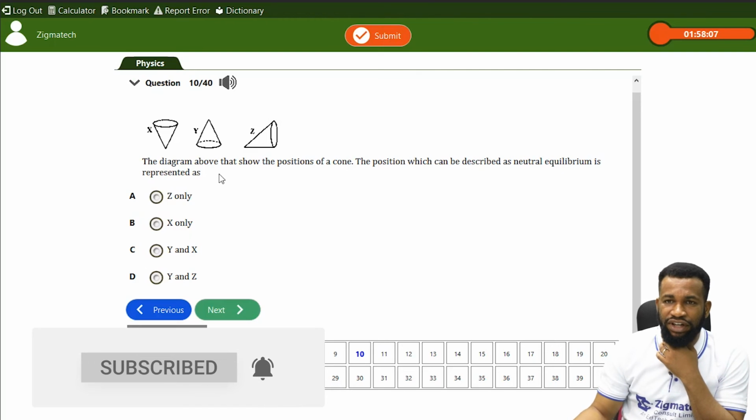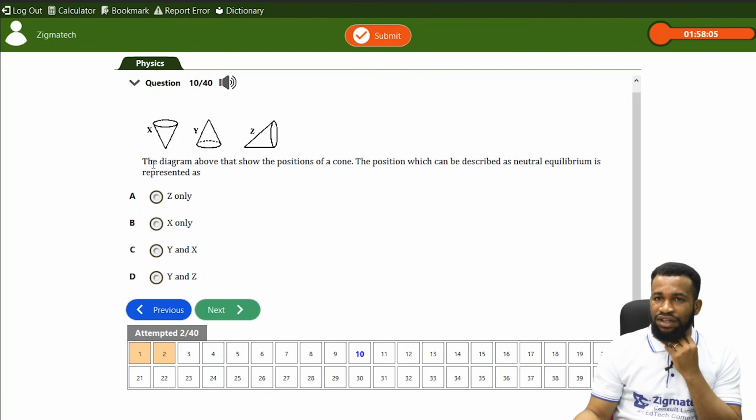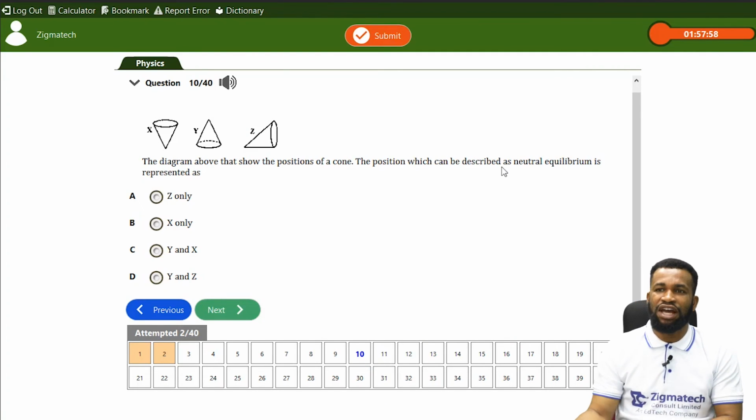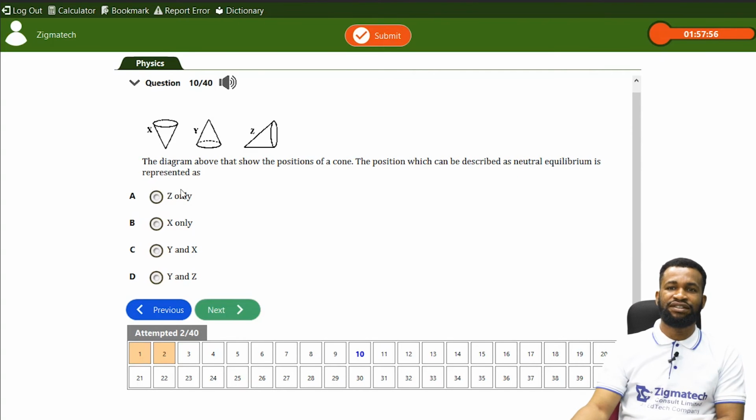Another question relating to this topic: the diagram above shows the position of a cone. The position which can be described as neutral equilibrium, is it X, Y, or Z? I am telling you it's going to be X. X only is the option.